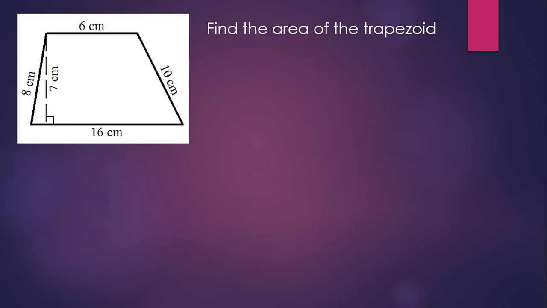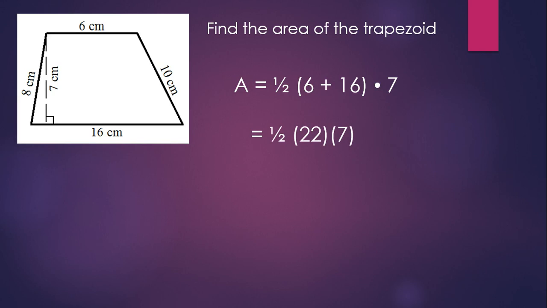Now we need to find the two parallel bases. Those would be the 6 and the 16 centimeter sides, and the height, which is perpendicular to those two sides, and that's 7 in this picture. The area of a trapezoid is 1/2 times the sum of those two bases times the height. So for this trapezoid, the area would be 77 square centimeters.